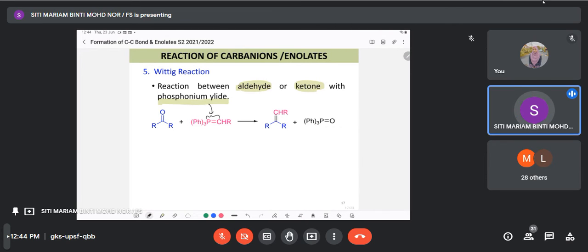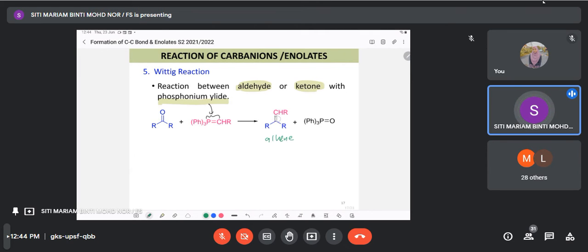The product from this Wittig reaction is an alkene compound, and the byproduct is triphenylphosphine oxide. So this is the alkene, and that's the general equation. Very simple actually. Based on the colors I use, my carbonyl compound is blue and the ylide is pink. At the end, in the structure of the product, you can see we combine them together.